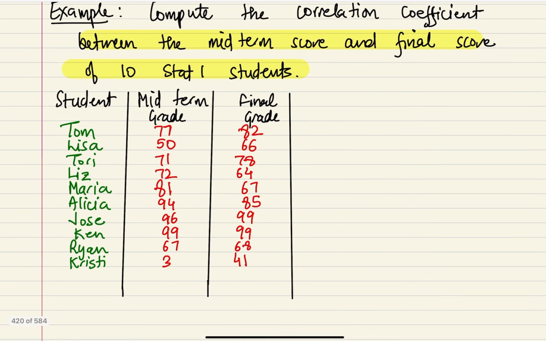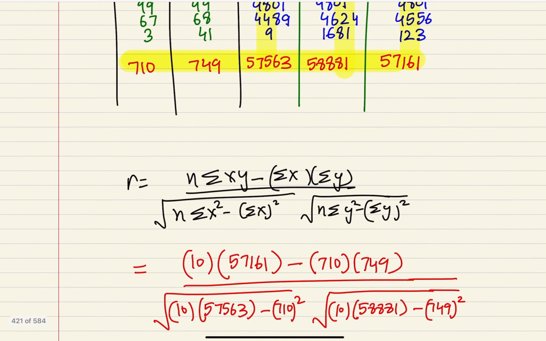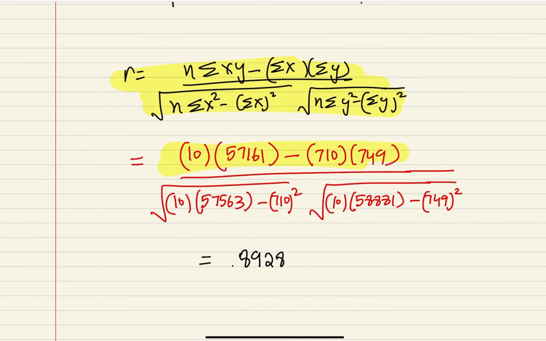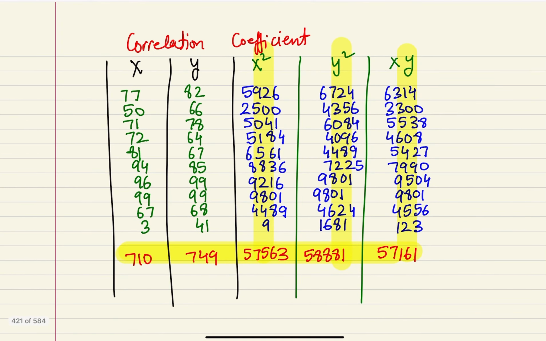So let's go ahead and calculate r for the given columns, the midterm grades and the final grades. I went ahead and created a column of x squared, y squared, and xy, and I found the sum of all the columns. To save some time, the formula for r is here, and I plugged in all the values and calculated r, which is 0.8928. We can see there is strong positive correlation, almost 0.9, between the midterm grade and the final grade of these students.